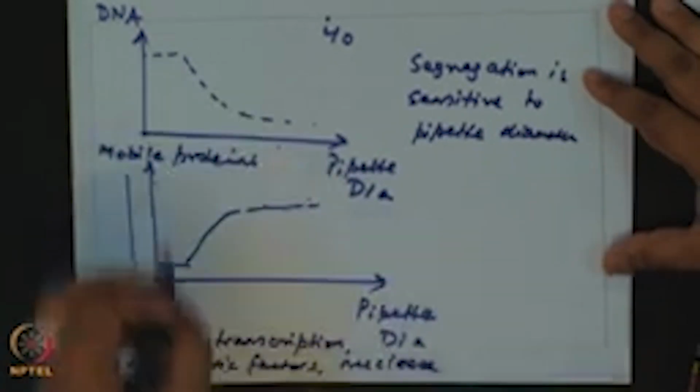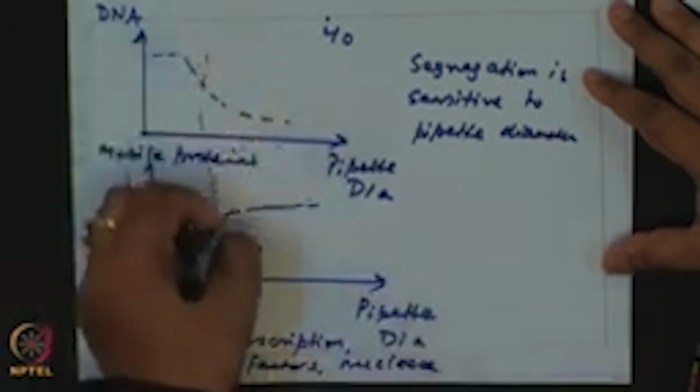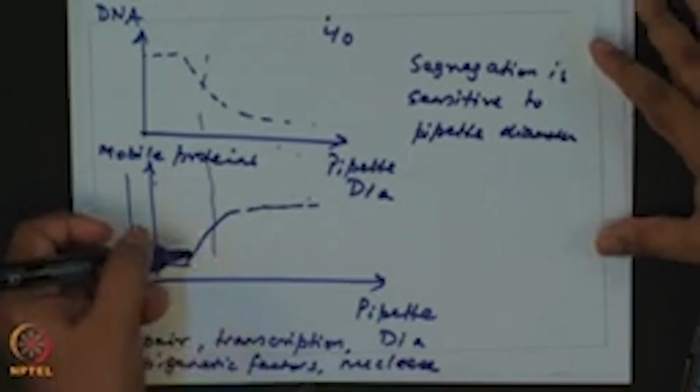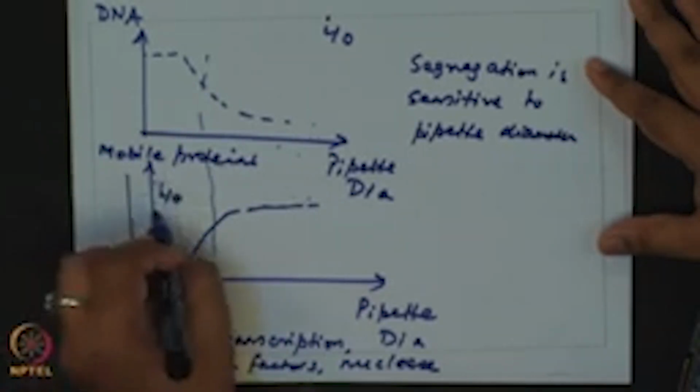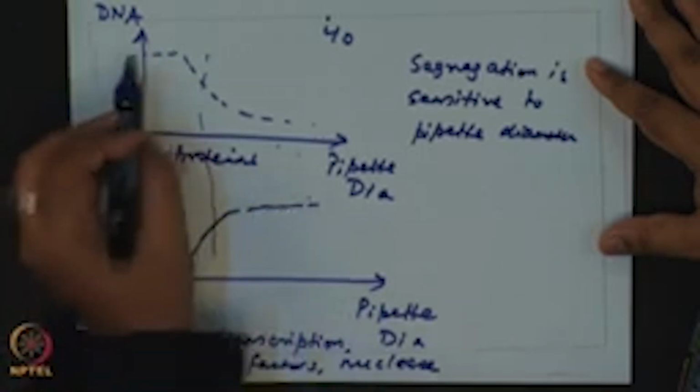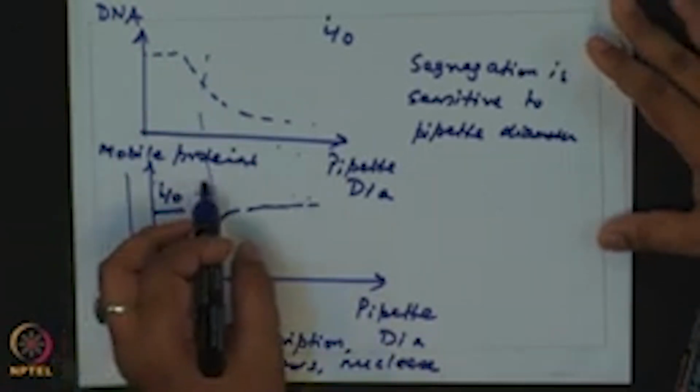In this zone, when you are reducing the pipette diameter, you see that the mobile intensity inside to outside drops significantly. So, this is the I by O ratio. This suggests that this segregation can be a cause of DNA damage, long term. So, to answer this question, they went one step further.